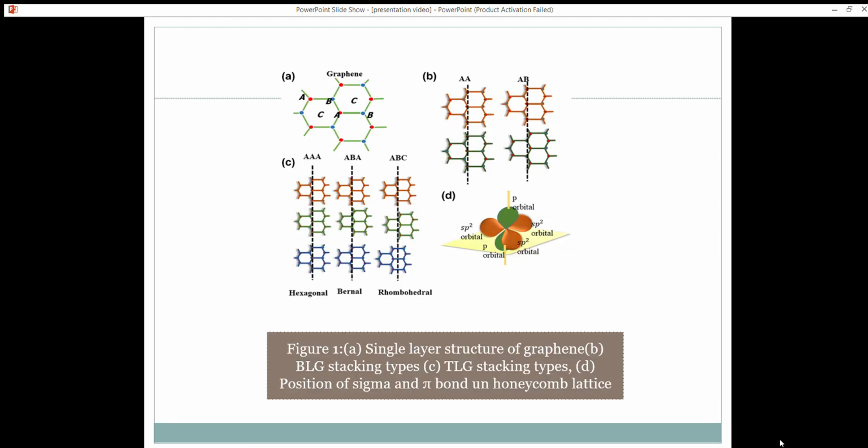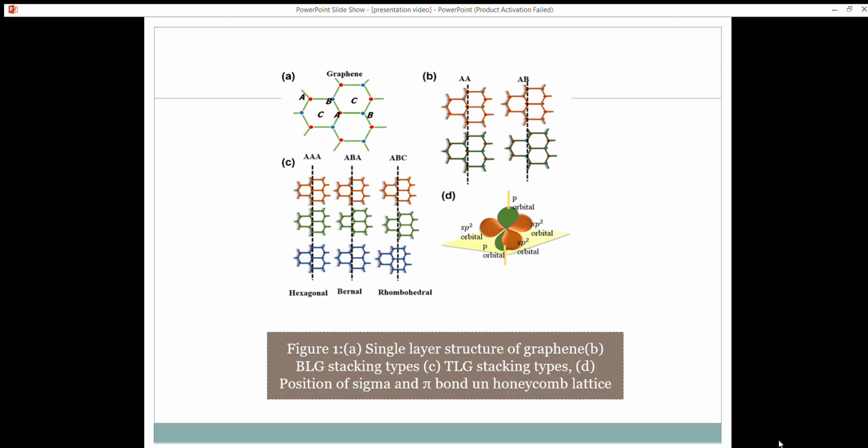So this is the arrangement of graphene as I discussed earlier. Figure 1a represents the single layer structure of graphene. The dots show the carbon atoms, the adjacent carbon atoms. Then in figure B we will see Bernal stacked bilayer graphene with stacking positions AA and AB. Then in figure C, trilayer graphene stacking positions which represent AAA, ABA and ABC, hexagonal, Bernal, rhombohedral. And in figure D we will see the sigma and pi bonds, which are connected with each other through sp2 hybridization in a honeycomb lattice.